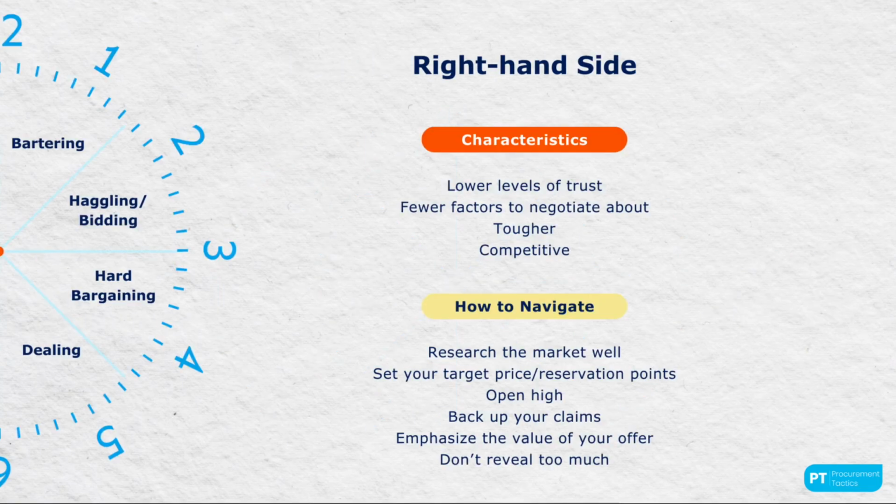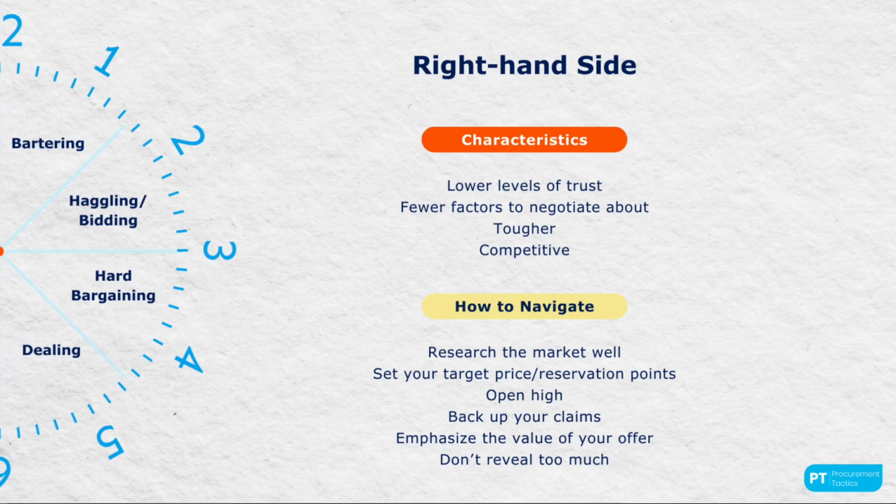The right-hand side negotiations are characterized by lower levels of trust and involve a finite amount of resources that could be distributed between two parties. These negotiations are more challenging since they are competitive forms of negotiation. This means processes can be positional and may even be confrontational.